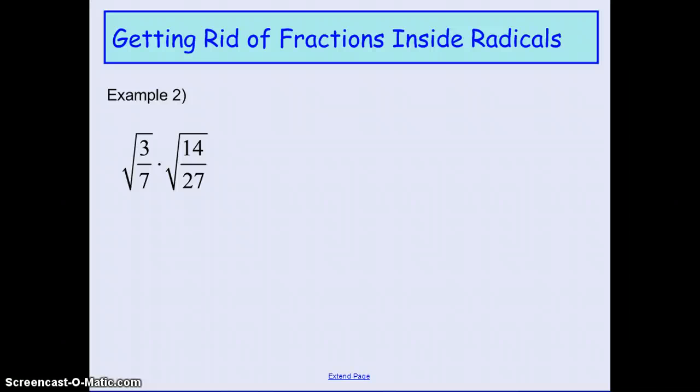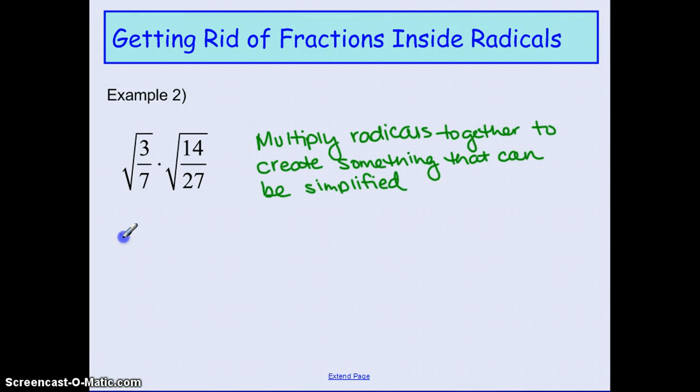So our approach will be similar to the last problem. We're going to try multiplying these radicals together to create something that can be simplified. So I'm going to multiply these radicals together on the inside. I'm going to put everything under one big radical. And I'm actually going to take the shortcut of not doing the actual multiplication, just writing what it would look like. So I do 3 times 14 on the top and 7 times 27 on the bottom.